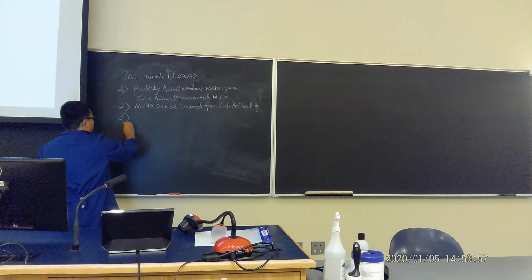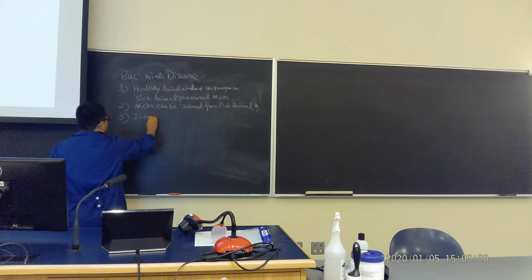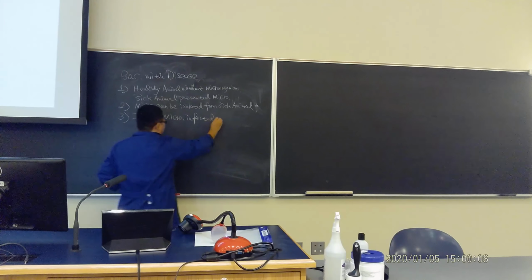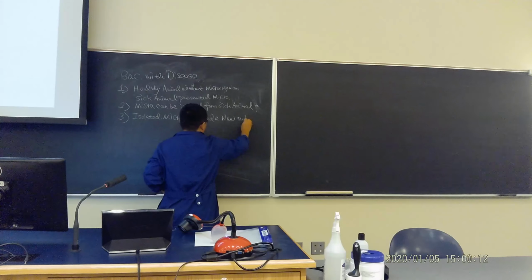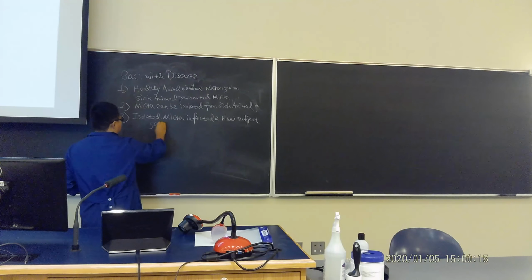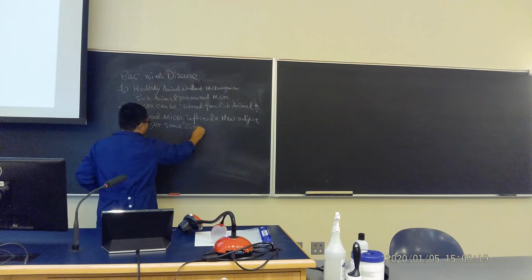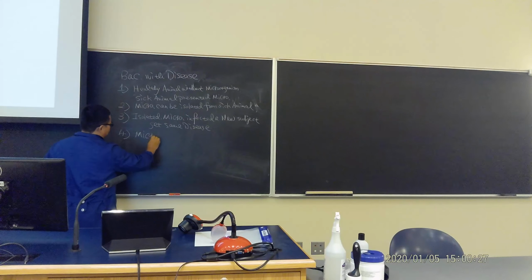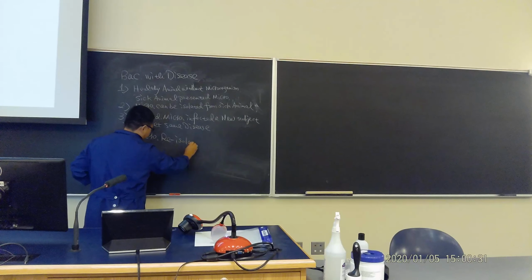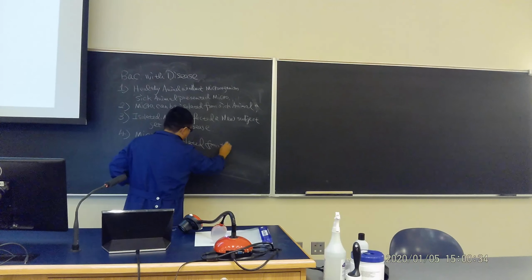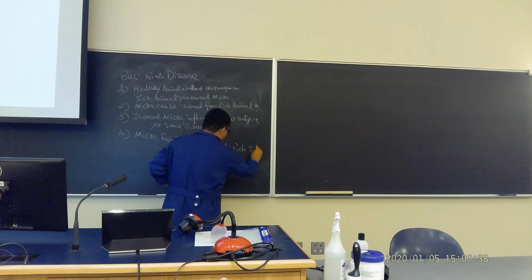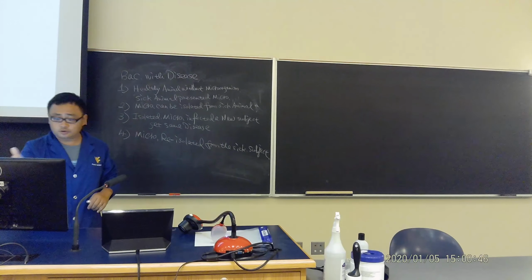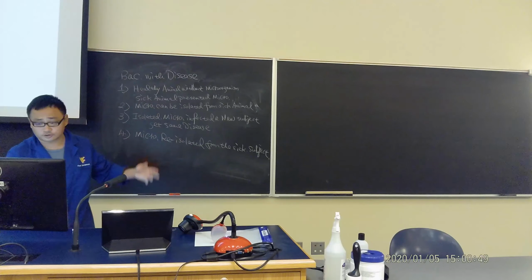Number three, this isolated microorganism infects a new subject, which gets the same disease or a similar disease. Number four, this microorganism can be re-isolated from the sick subject. This is the key of these four. So you can read through these. I just use my own language to help you understand.